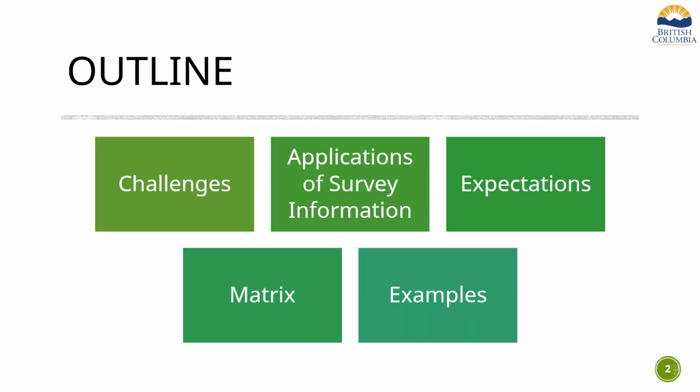So here's the outline. I'll quickly explain what a visual assessment is, and then I'll get into some of the challenges associated with the sampling method. I'll then highlight how our survey data is used and why good quality information is so important. Then I'll cover the expectations that apply when an ocular assessment is used. Lastly, I'll dive into the new suitability matrix that will help you gauge whether or not a visual assessment is appropriate. I'll then walk through several examples to show you how it works.